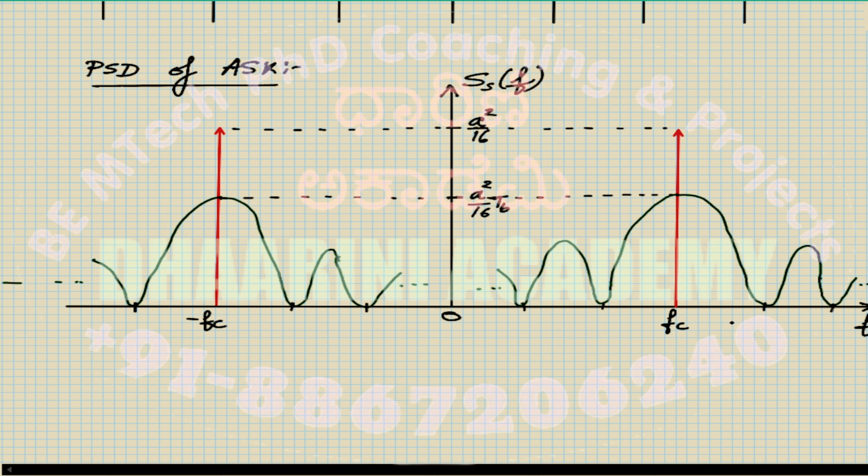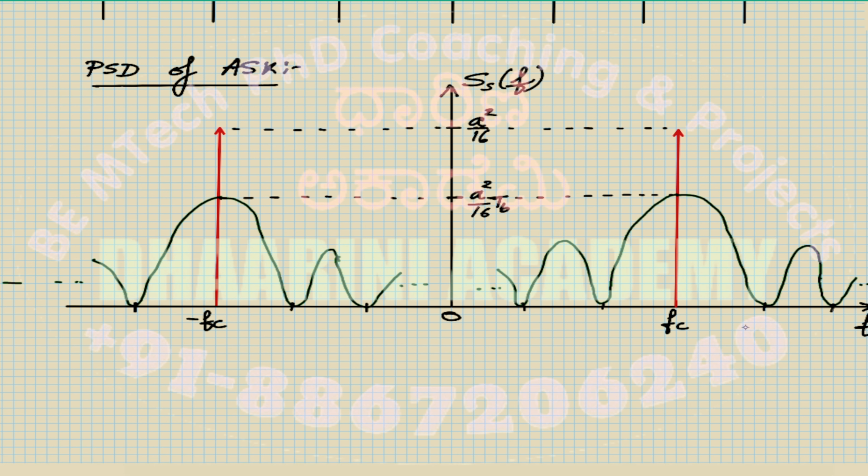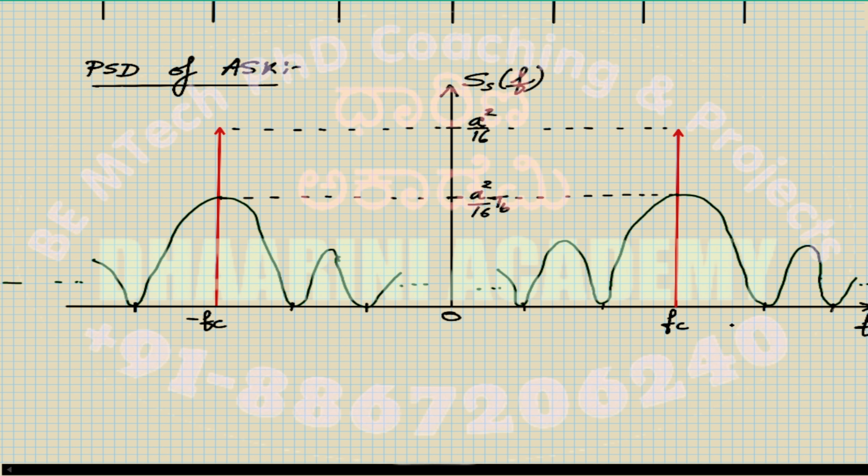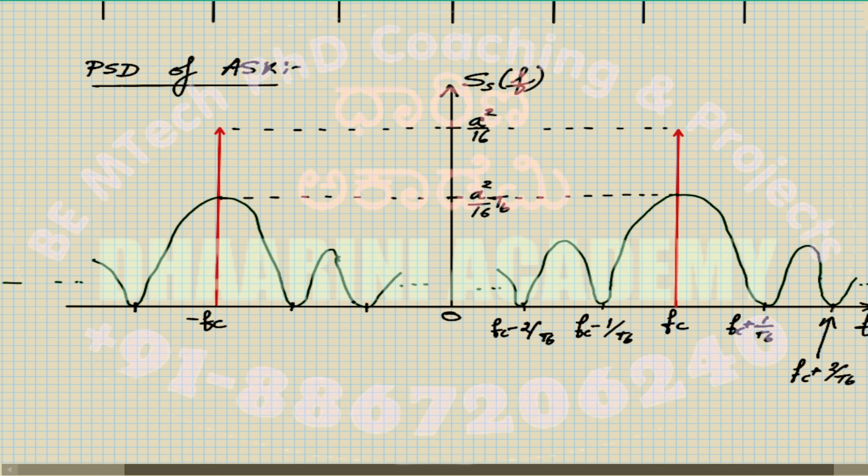Whatever is the frequency, this is fc plus 1 by Tb. This position is fc plus 2 by Tb, and the next position will be fc plus 3 by Tb, and so on. So this should be fc minus 1 by Tb. This is fc minus 2 by Tb, and so on. I get minima coming up at fc minus 3 by Tb, minus 4 by Tb, and so on.